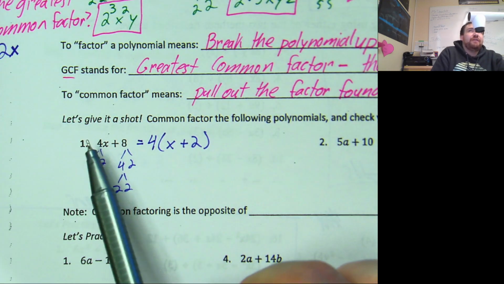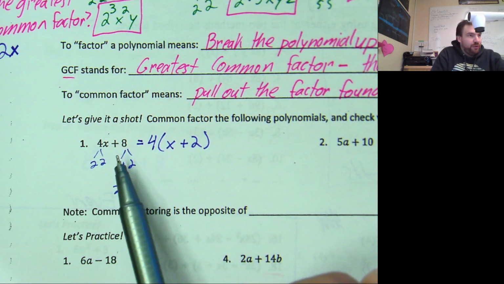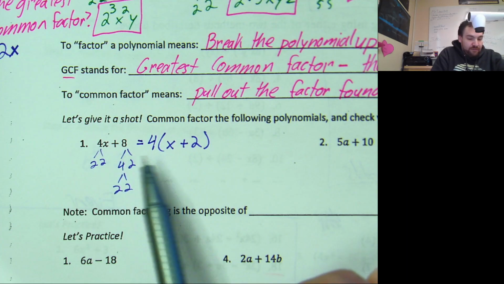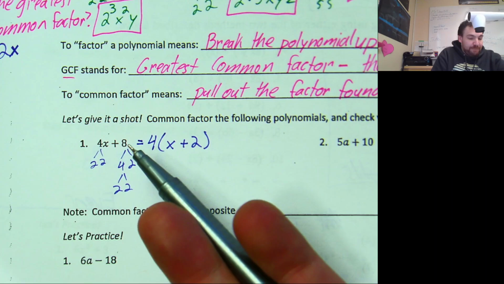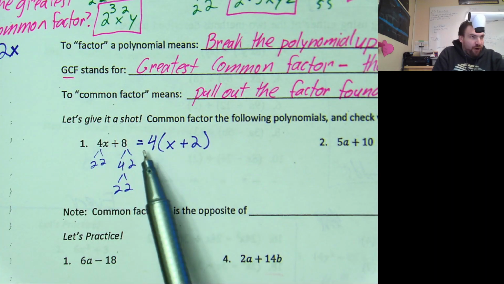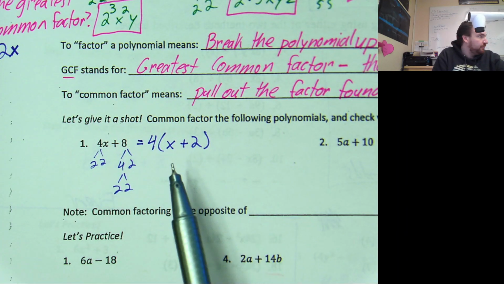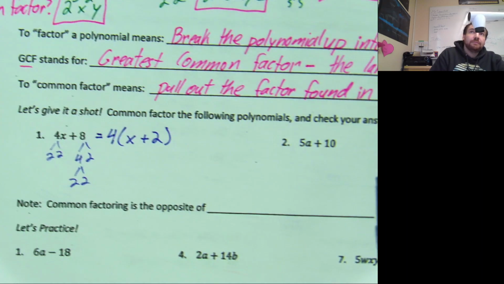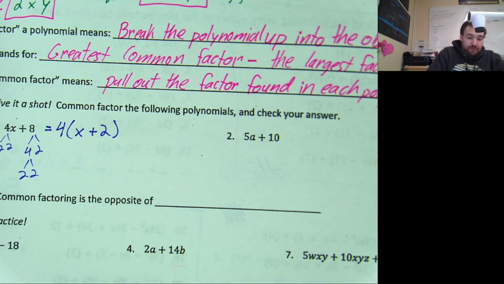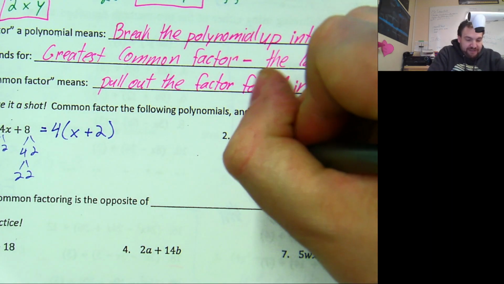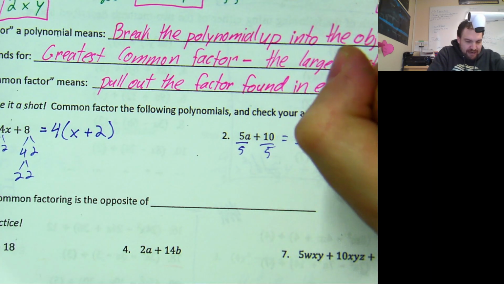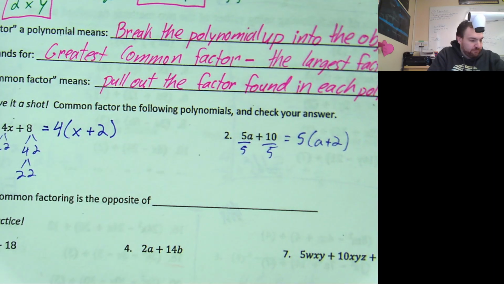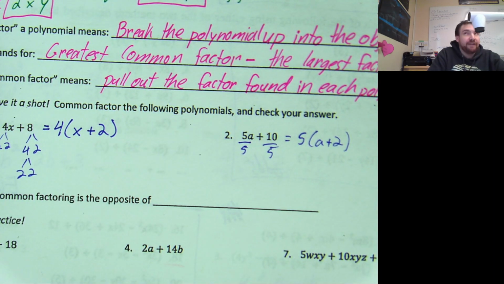So if I'm going to break 4x plus 8 up into its common factors, if I redistributed it, I would get what I started with. That's the goal. Because 4x plus 8 is equal to 4 times x plus 2. So the next one, 5 plus... Yeah, so I can pull a 5 out of both because 5 can divide out of 5 and 10. And I'm going to be left with a plus 2. Right. Because the GCF is 5. Relatively straightforward, yes?